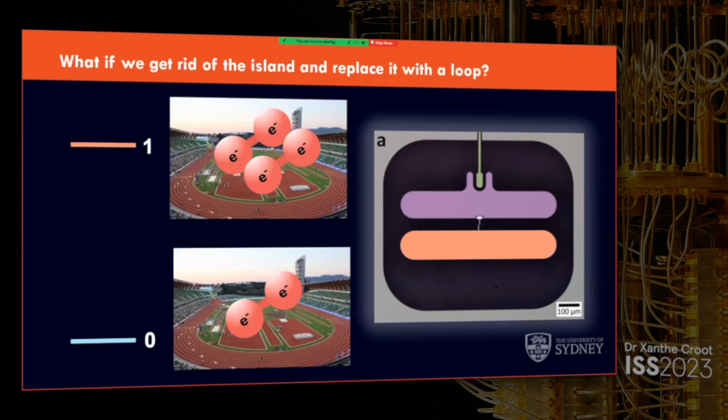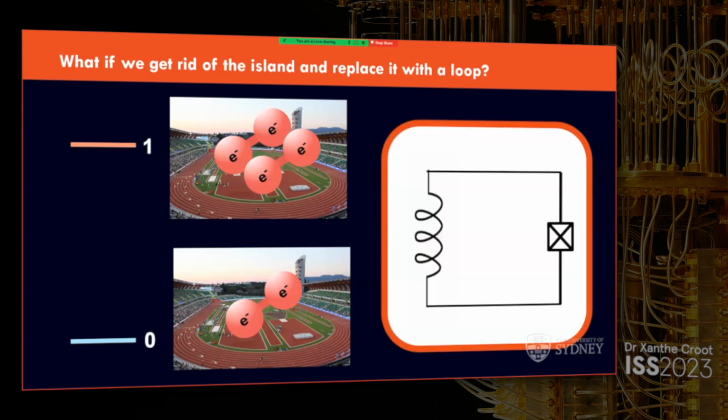But it turns out that there's another way to encode quantum information. We can think about this: what if we get rid of the island and instead we make a circuit that has a loop in it? This is touching on the idea that we had before, where we're encoding information in circuits with a loop. So what we do is we replace the capacitor with an inductor, this circuit element that stores magnetic field. And in this circuit, current can actually circulate all the way around.